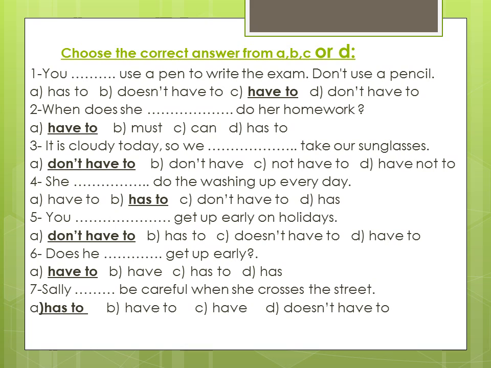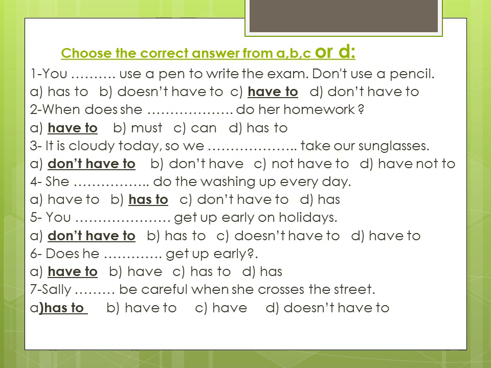Number 1. You have to use a pen to write the exam. Don't use a pencil. Because here the subject is you and it's affirmative. 2. When does she have to do her homework? Why have to? Because we have does, so we use have to, not has to.